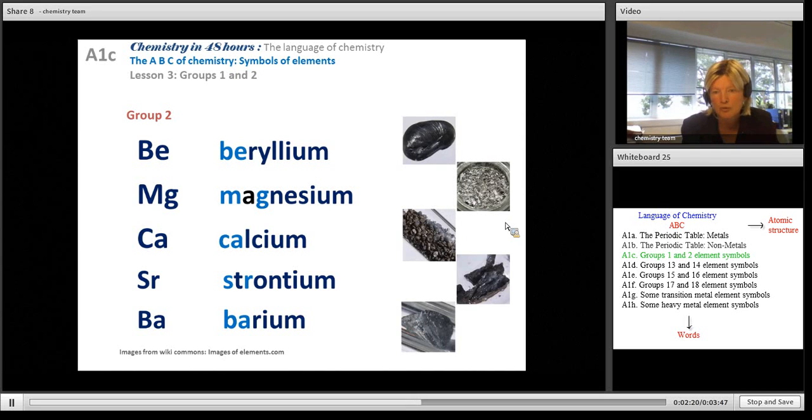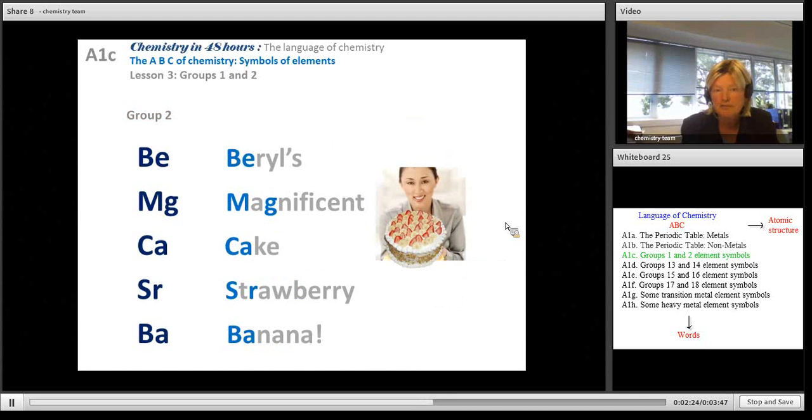Notice they are all metals. One way to remember it is to think of "Beryl's magnificent cake, strawberry banana, yum." So that is a way of remembering the order of the group.